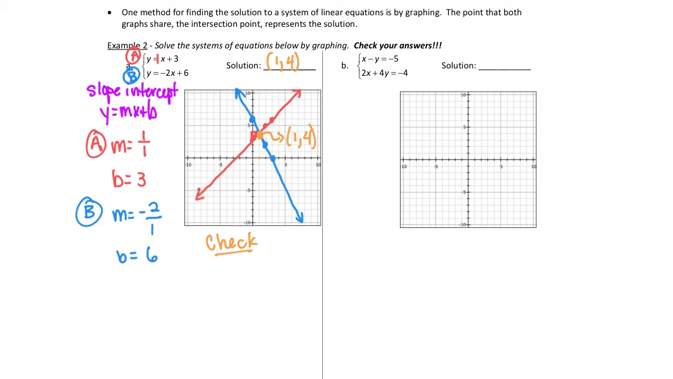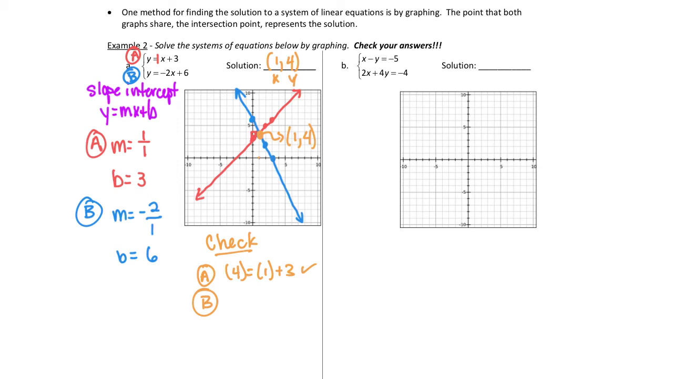So to check it, we do what we did in the previous example, and we're going to substitute the 1 and the 4 in for x and y into my two equations. So equation A, the y is 4. That's going to equal the 1 plus 3. Is that true? Yes. Equation A checks out. You can also just do this mentally. It's a very easy check to make.